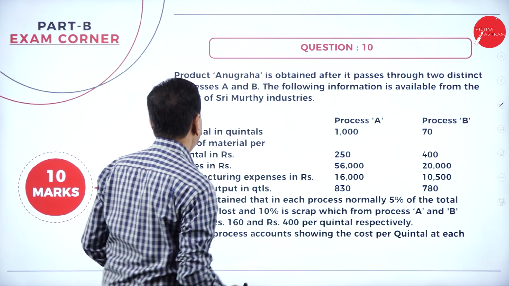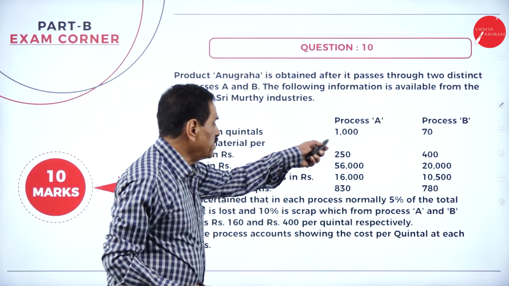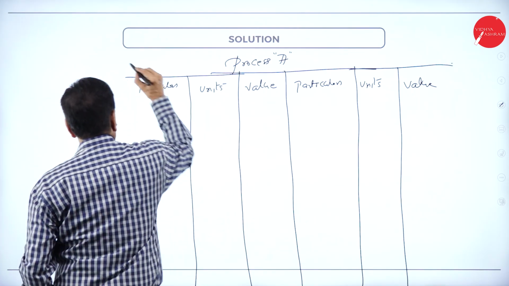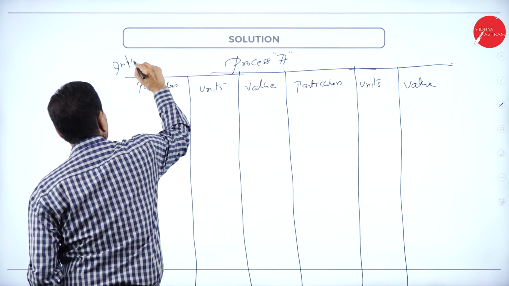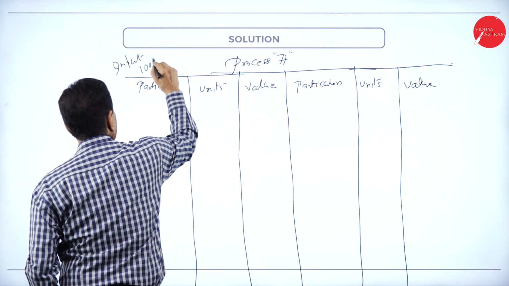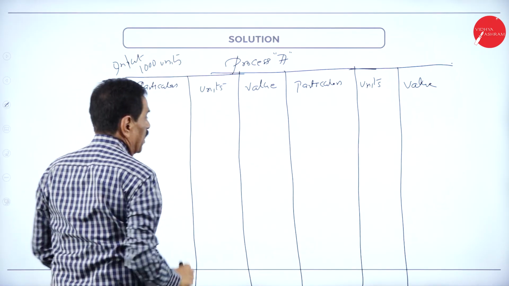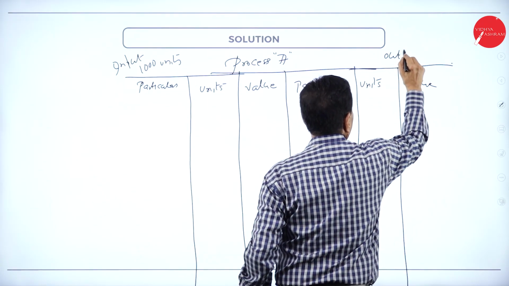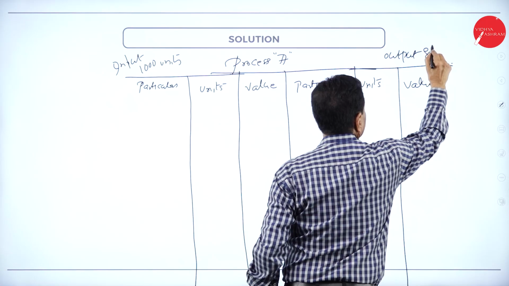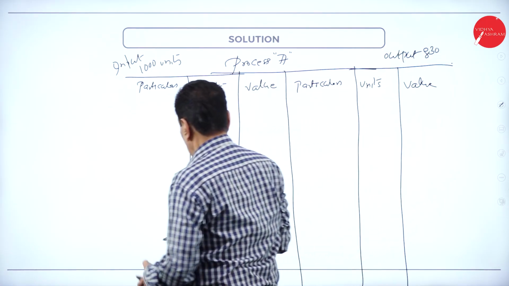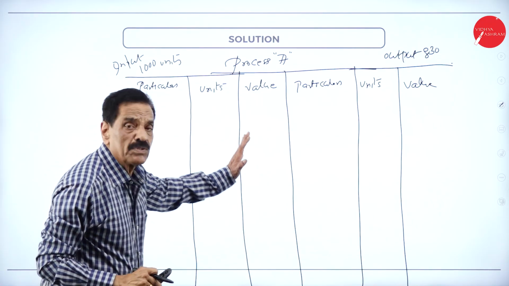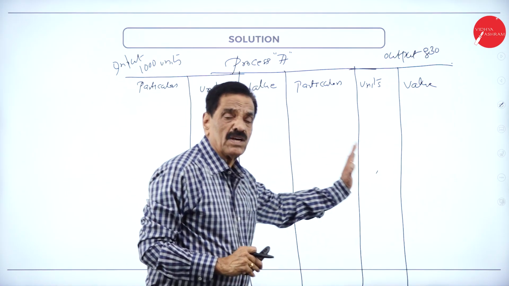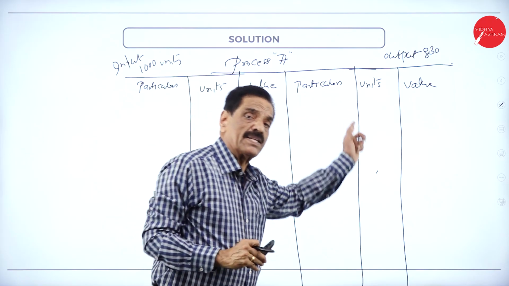Then what's the input they are putting now? Here 1000 they are putting. What's your output? 830 units. So you write here input 1000 units. What's your output? 830 units. You have to write an exam like this. So all the expenditure will be put on the debit side. Only normal loss, abnormal loss, and closing balance, which will be transferred to the next process, will be written on the credit side.